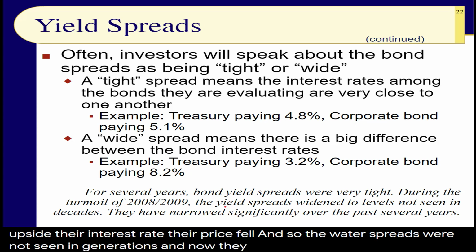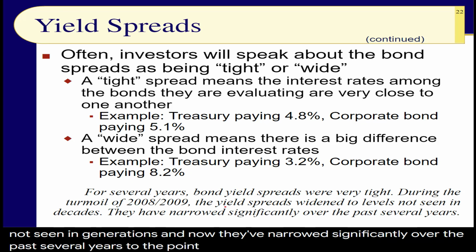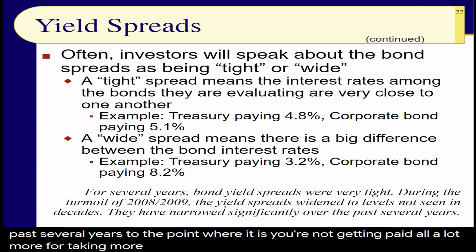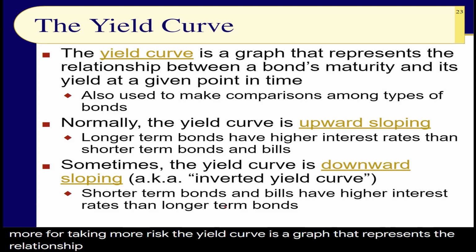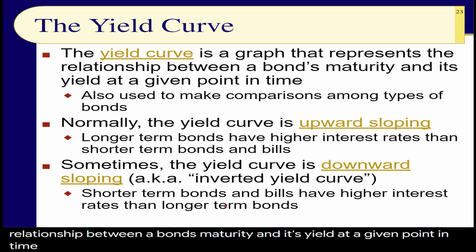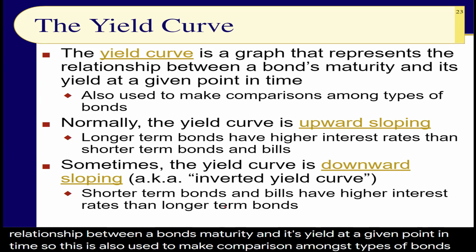And now they've narrowed significantly over the past several years to the point where you're not getting paid a whole lot more for taking more risk. The yield curve is a graph that represents the relationship between a bond's maturity and its yield at a given point in time. So this is also used to make comparison amongst types of bonds.